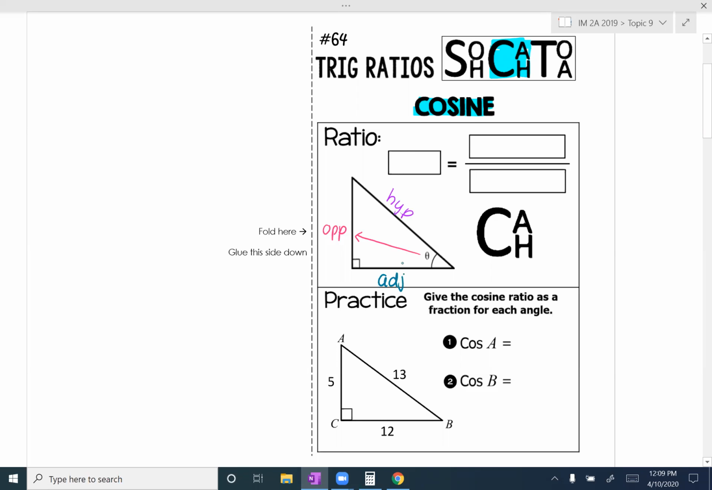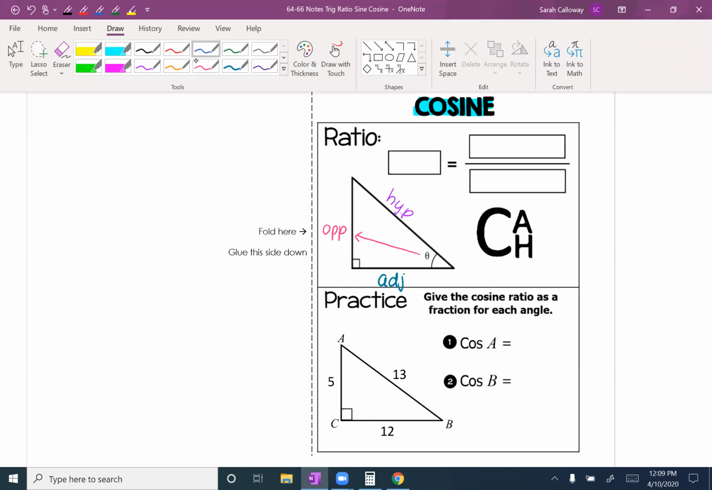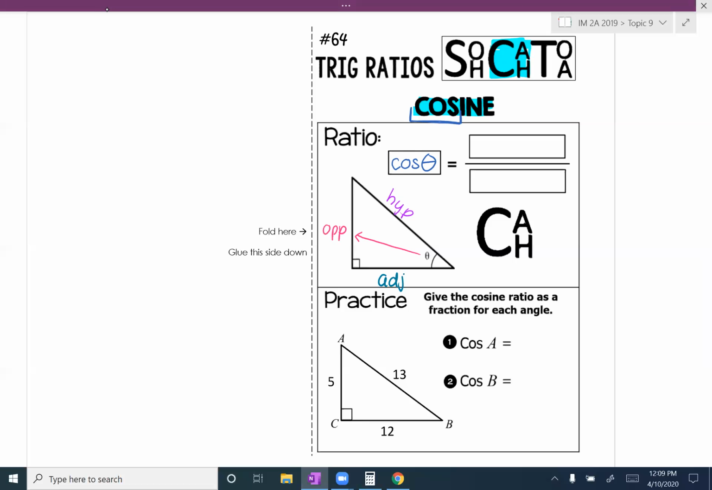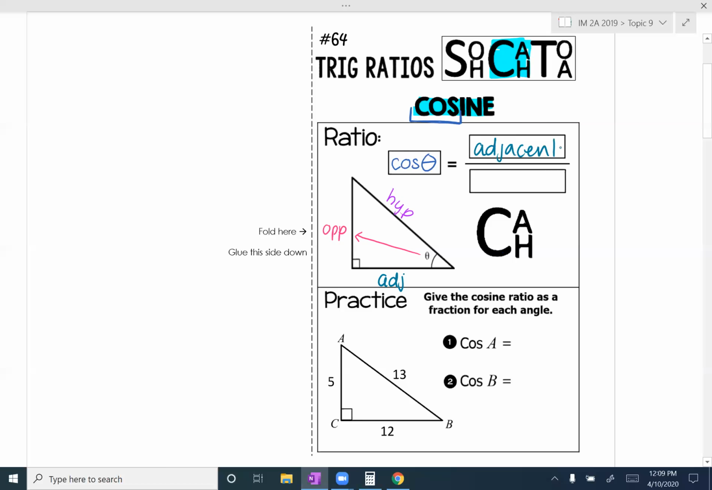And so for this one, our mnemonic is CAH. The C represents cosine. The shorten for cosine is COS, so the first three letters, just like it was for tangent. So cosine of theta is written as cos theta. And then adjacent is our A over our H, hypotenuse. So that means that cosine of theta is equal to the adjacent side divided by the hypotenuse.